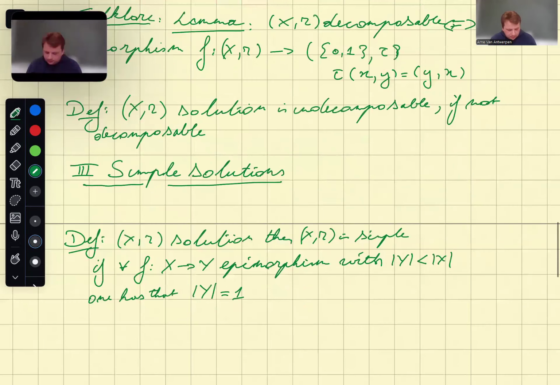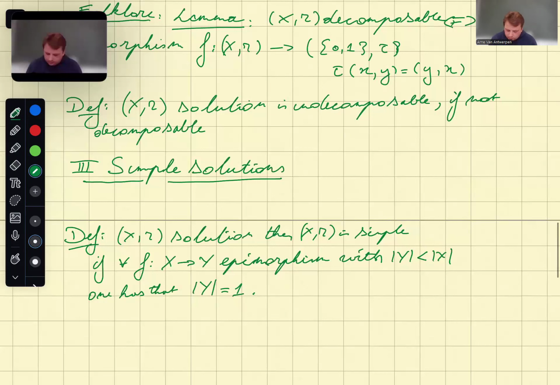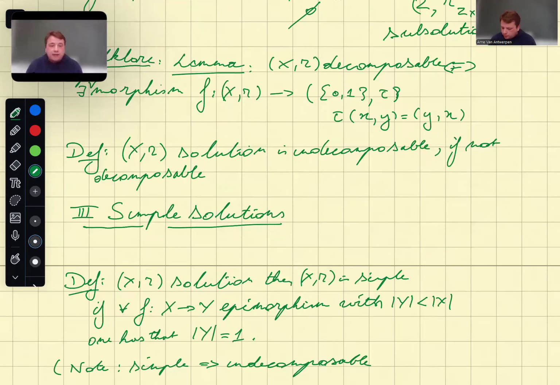Your first question might be, okay, do these guys exist? Small note maybe: as I said before, these are special examples. If you are a simple solution, you're for sure indecomposable, because decomposability was having a particular epimorphism to a set with two elements. You don't have any epimorphisms, so you are indecomposable. Well, you have to exclude one case: if the size of X is not 2, and for good measure, exclude also the case that the size of X is 1.